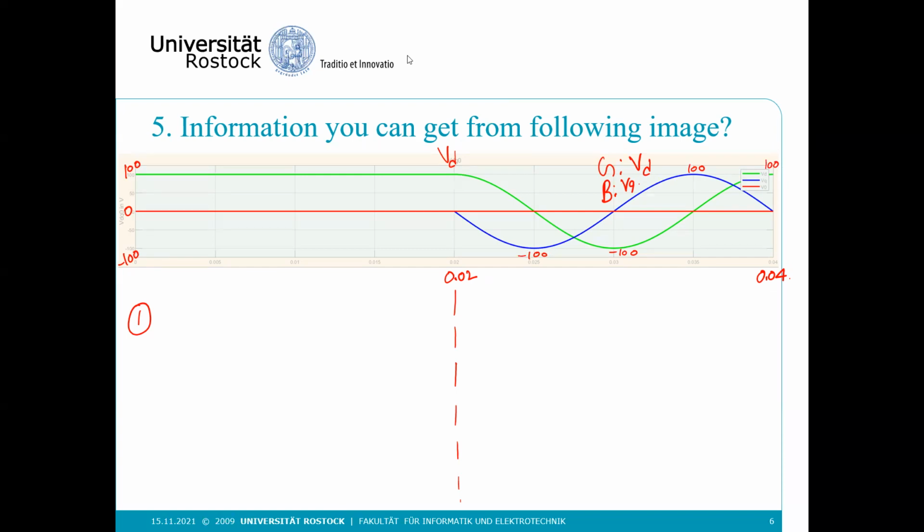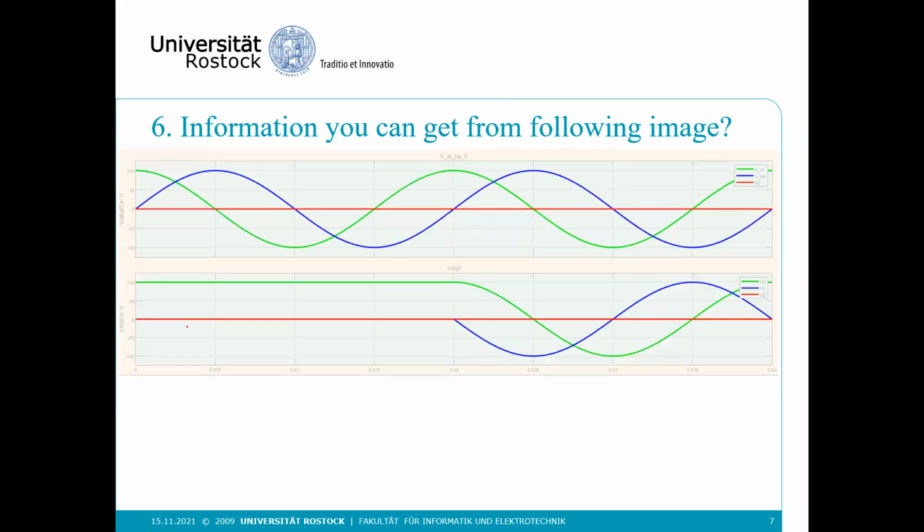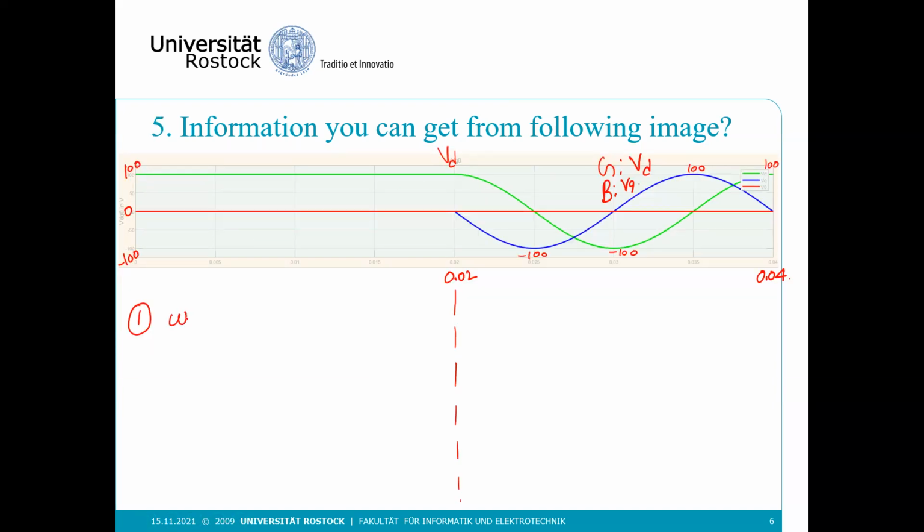Omega 1 is no longer equal to omega 2 after this. Yes, that's true. So in this half, we have omega 1 equal to omega 2 because it's only DC. And in this part, omega 1 is not equal to omega 2 because it has only AC.